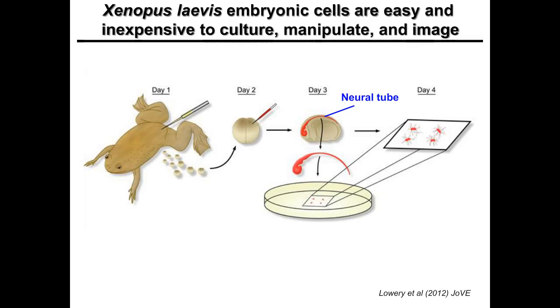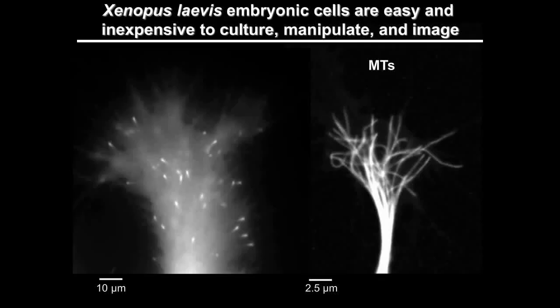We can collect hundreds to thousands of eggs every week, fertilize them, inject constructs for gene manipulation, dissect out the neural tube or other cell types we're interested in, plate those cells, and then, for example, with neurons, the axons will grow out, and their large growth cones allow for clear visualization of individual microtubules and complexes that regulate microtubules.